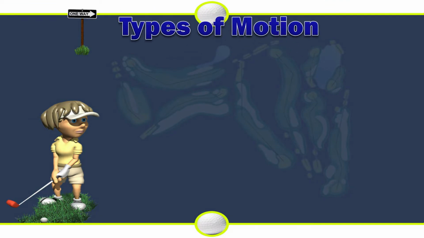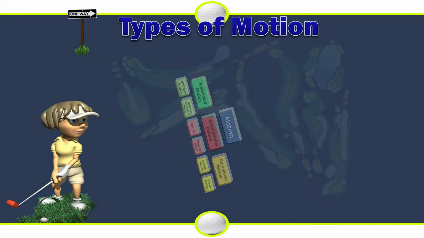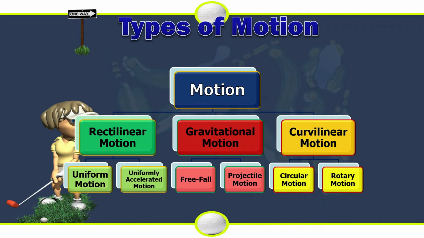Today we're going to discuss linear motion sample problems. To begin with, I know when you were in junior high school, you learned different types of motions. When we are talking about motion, this is the change in position with regards to its reference point. Motion can be subdivided into three kinds: rectilinear motion, gravitational motion, and curvilinear motion.